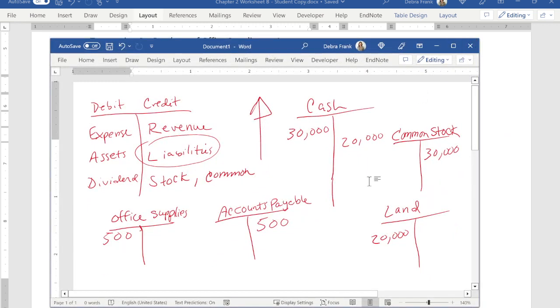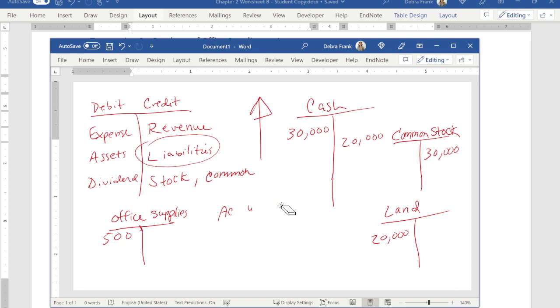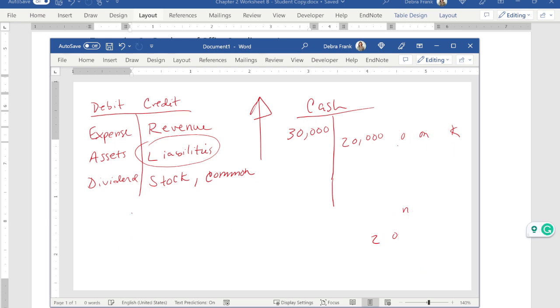So let's go ahead and get rid of some of these ones here because we're running out of space. So let's quickly erase them. We'll leave cash there because cash is going to keep having stuff happen to it. So we'll just leave that one there. All right. So we did some spy services. So we get to say service revenue.